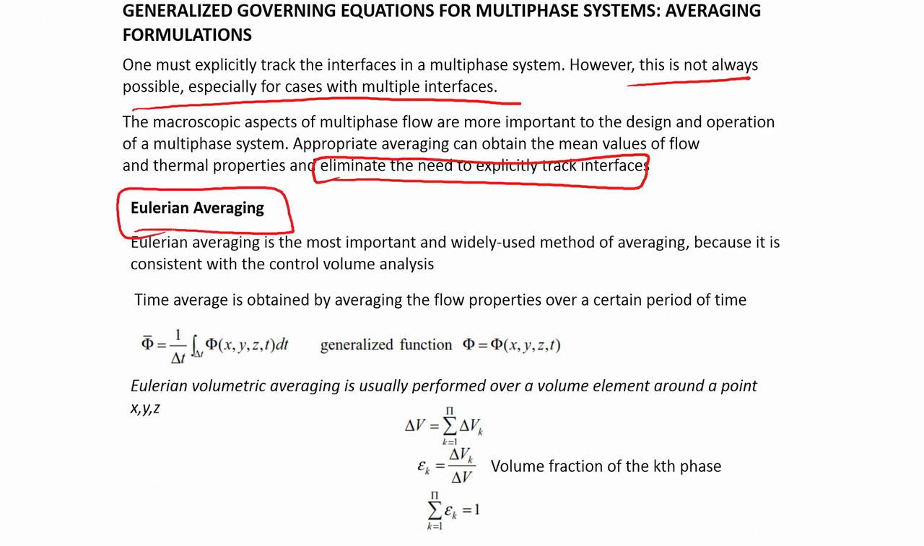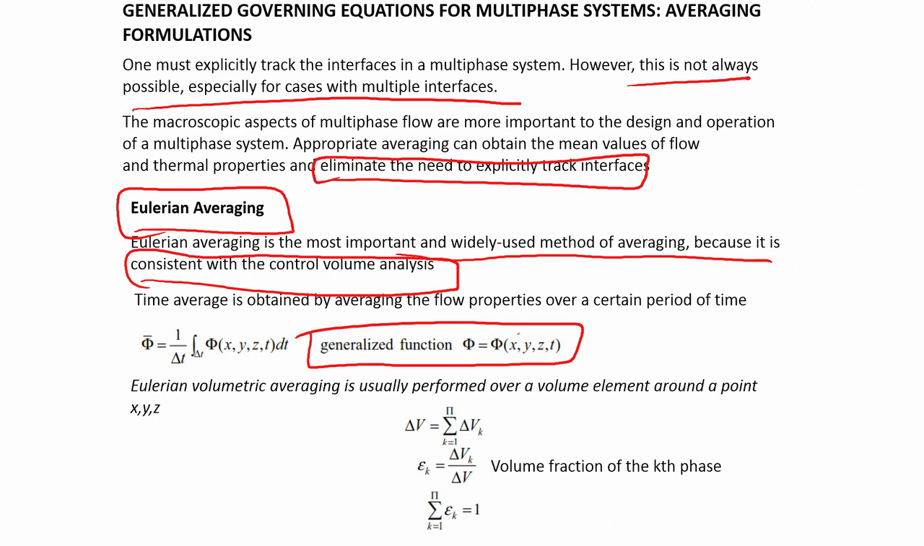What does it do? Eulerian averaging is the most important and widely used averaging, because it is consistent with the control volume analysis, right. Whatever we did was an Eulerian kind of framework or field concept. If we take any generalized function phi, where phi is a function of x, y, z and t, the 4 dimensions, it is a function of space and a function of time.